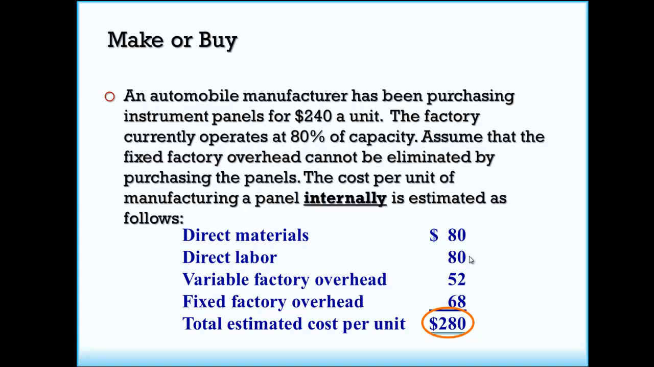direct labor of $80, variable factory overhead of $52, fixed factory overhead of $68, for a total estimated cost per unit of $280. Now once again, keep in mind that this fixed factory overhead is not going to go away just because we decide to purchase it instead of make it.